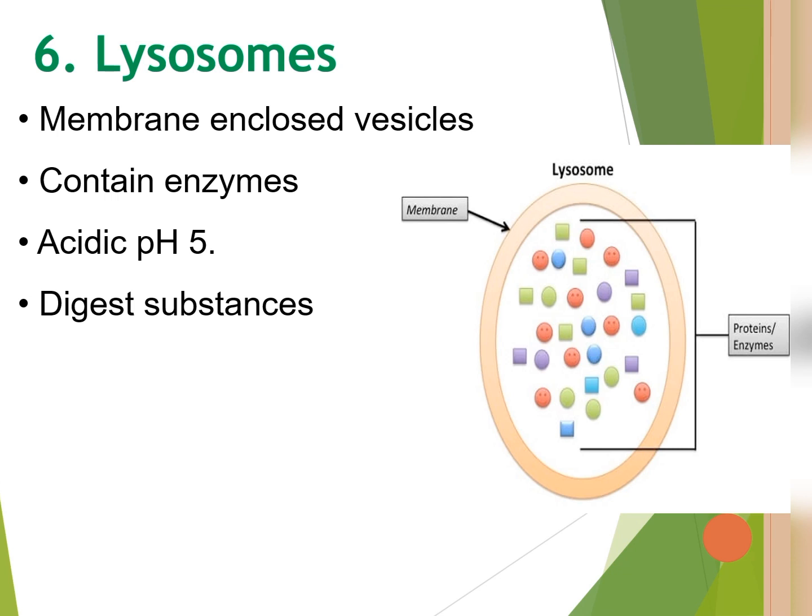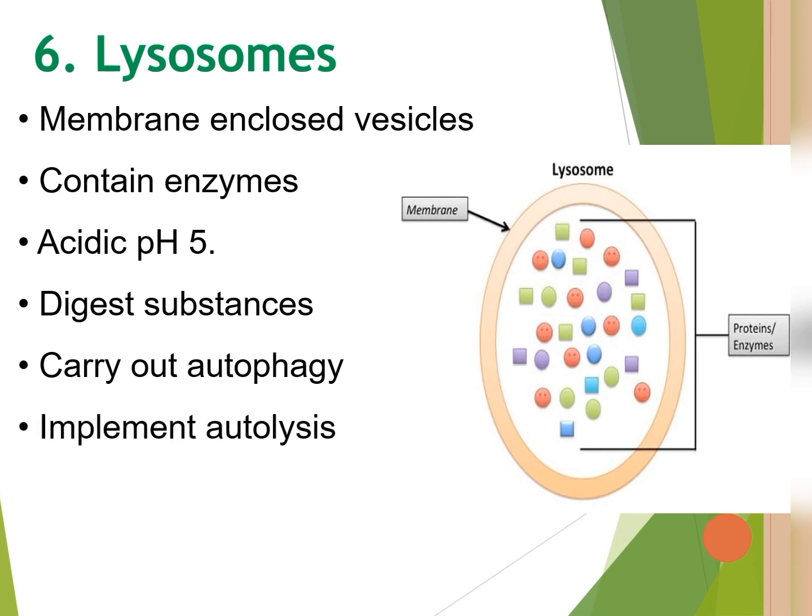Lysosomes digest substances that enter a cell via endocytosis and transport final products of digestion into the cytosol. They carry out autophagy, which is the digestion of worn-out organelles. In this process, the organelle to be digested is enclosed by a membrane which is derived from the endoplasmic reticulum to create a vesicle called an autophagosome. Lysosomes implement autolysis, which is the digestion of an entire cell. Autolysis occurs in some pathological conditions and is also responsible for tissue deterioration that occurs immediately after death.